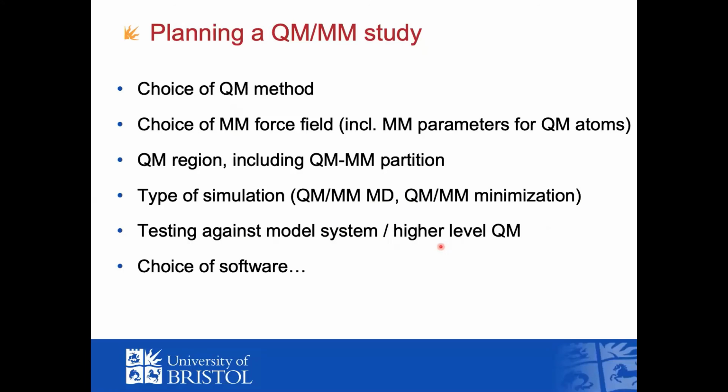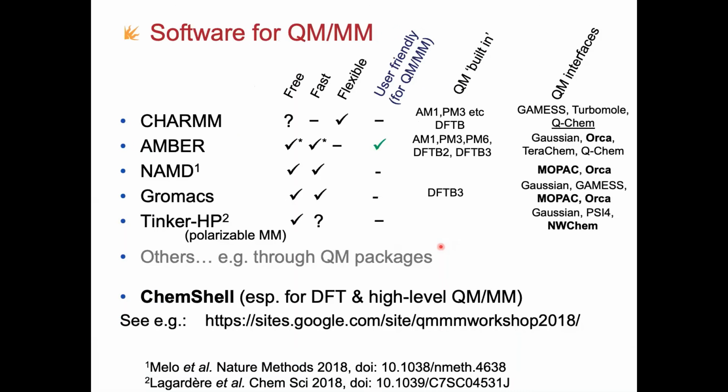And I will finish this wrap-up with just a little overview of software packages. This is not an exhaustive list, but I will mention it briefly anyway, as it's something that I think is important when you start thinking about this. So CHARMM was the first normal sort of molecular dynamics package that had QM-MM capability. So it's had that now for decades.